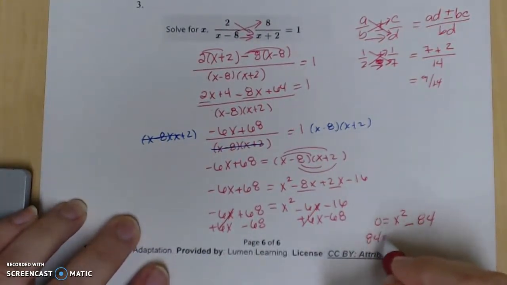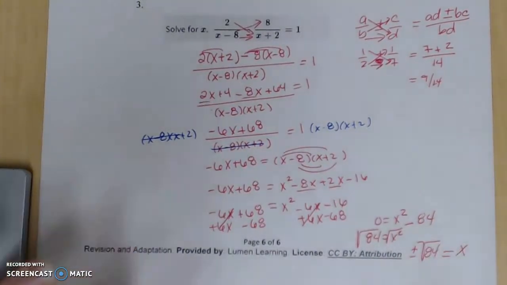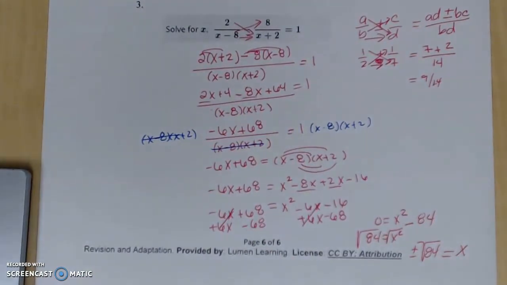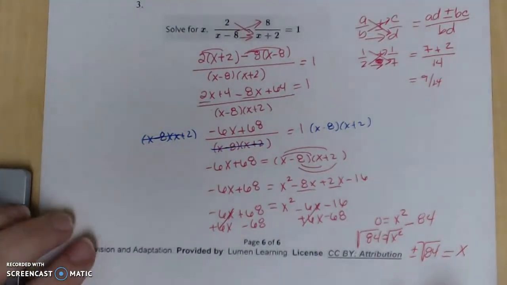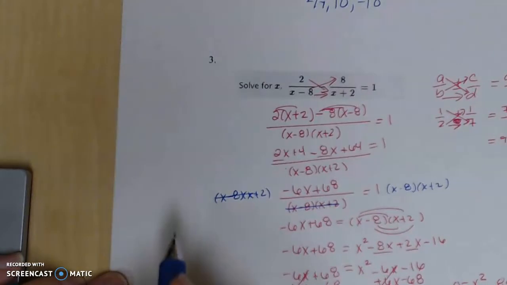And now I'm back to what I was doing in the second half of 1.4. So I'm going to move the 84 over and square root. So I get x equal to plus or minus the square root of 84. You can go to your calculator, type in the square root of 84. And it gives me a not so nice number. So one more thing we're going to have to do. That's an all-inclusive problem here.